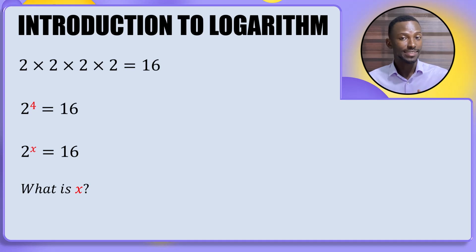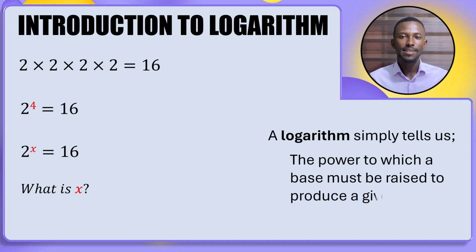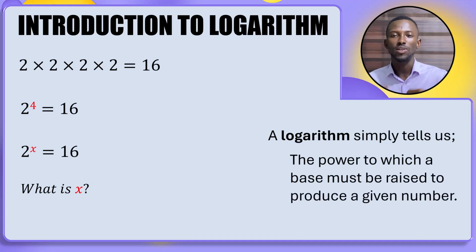But in situations like this, instead of using indicial equations, another method that can also be used is logarithm. So logarithm is more like the reverse of indices. Logarithm helps us to know what power a certain base is to be raised to give us a certain result. So for example, with the help of logarithm, we can find the value for x. Or in other words, logarithm gives us an alternative way of writing this initial equation, which is 2 to the power 4 equals 16. This is what I mean.